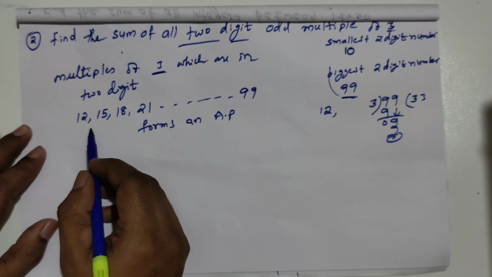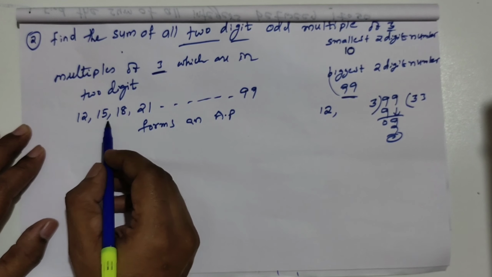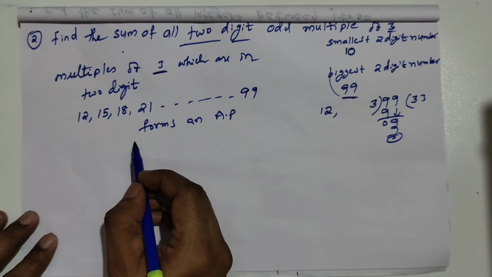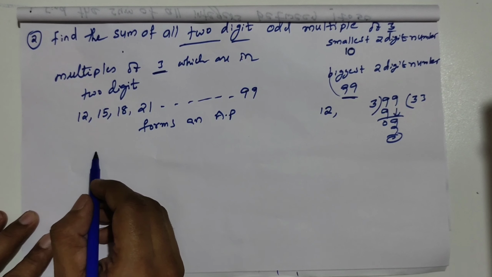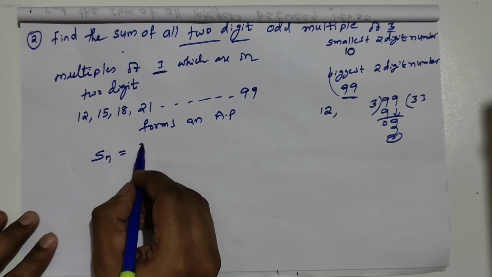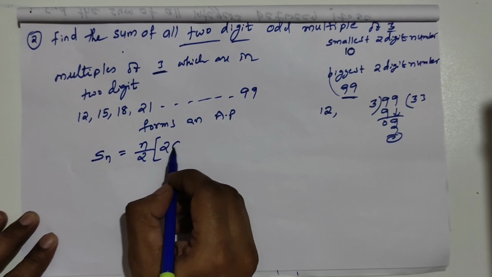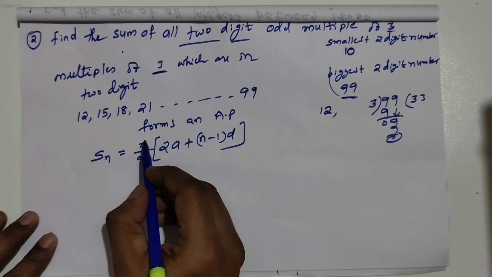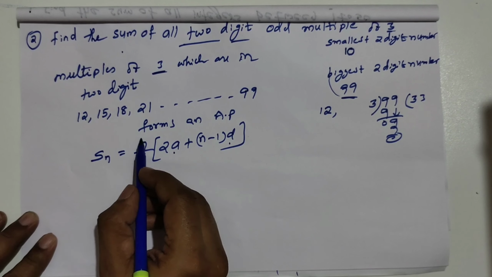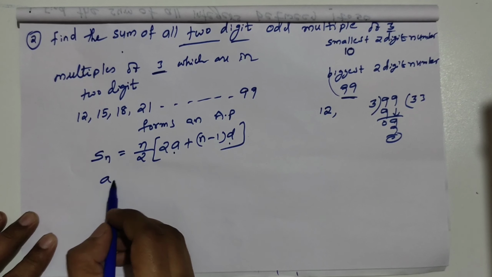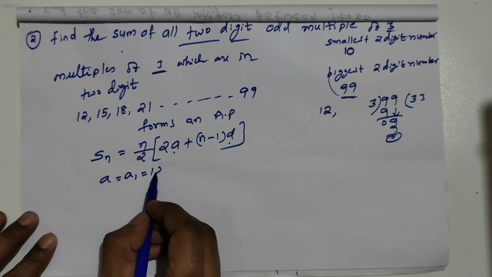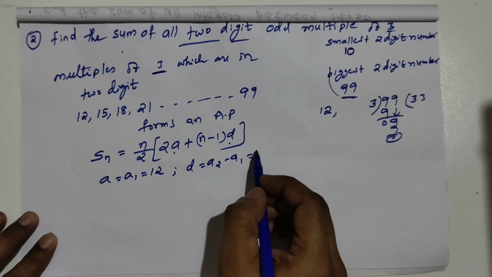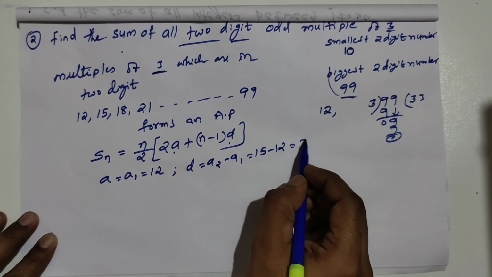Otherwise we can check it by common difference, a2 minus a1 and a3 minus a2, both give the same value. So that's why you can say it is an AP. Now here we need to find Sn. First write the Sn formula: Sn is equal to n by 2 into 2a plus n minus 1 into d. To get this Sn, we need the a value, the d value, and most importantly the n value. So here a is simply the first term, 12, and d is a2 minus a1, that is 15 minus 12, simply 3.